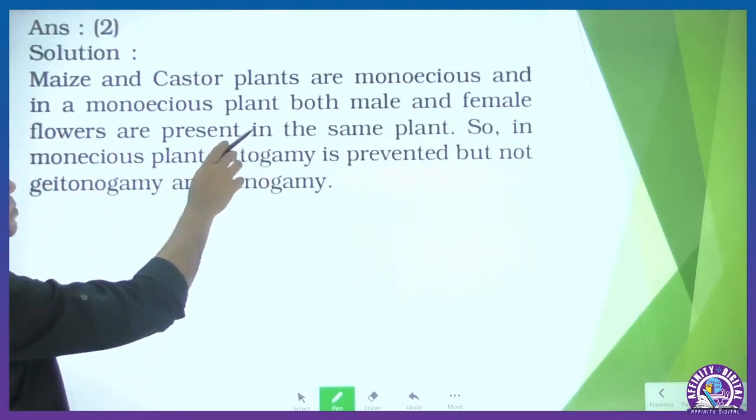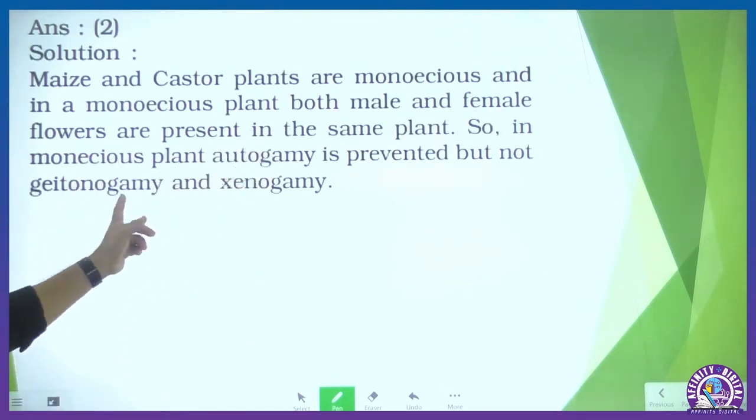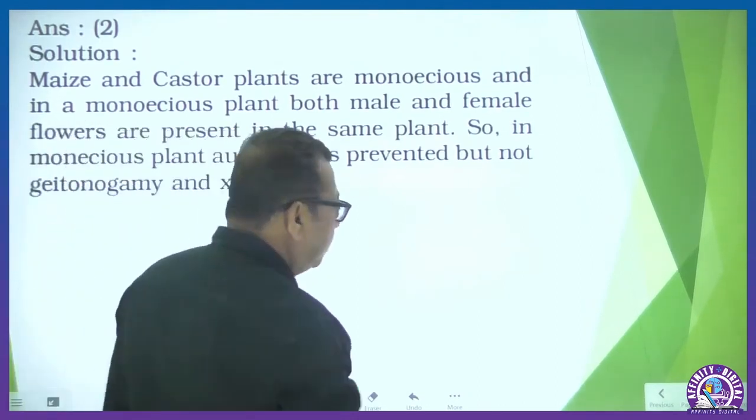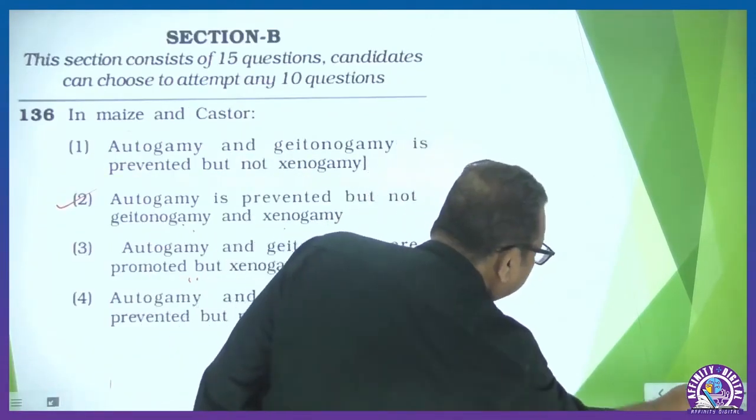In a monoecious plant, both male and female flowers are present in the same plant. So in a monoecious plant, autogamy is prevented but not geitonogamy and xenogamy.